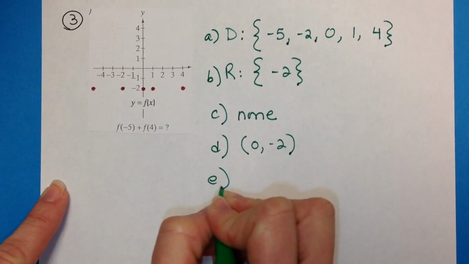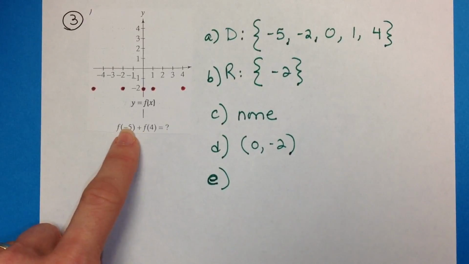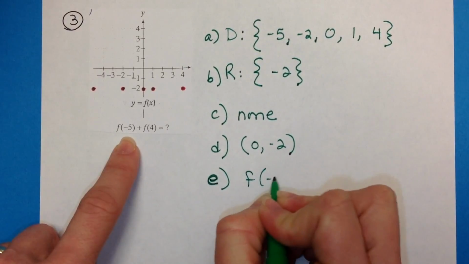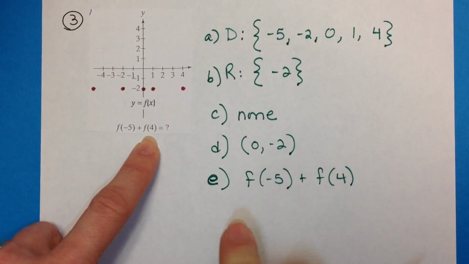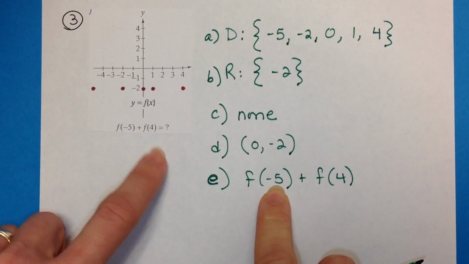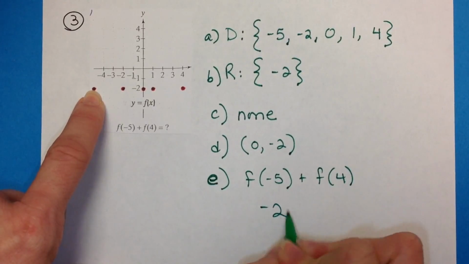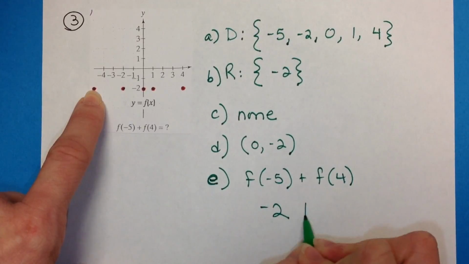All right, E. Now, they're doing something a little bit different here. They don't have just a comma in between, like find this and then find this. They're wanting you to find these two things, but then add them together. So let me just write this, f of negative 5 plus f of 4. Let's do f of negative 5. Negative 5 is my x. My y value there is negative 2. So f of negative 5 is equal to negative 2, therefore I can replace it.